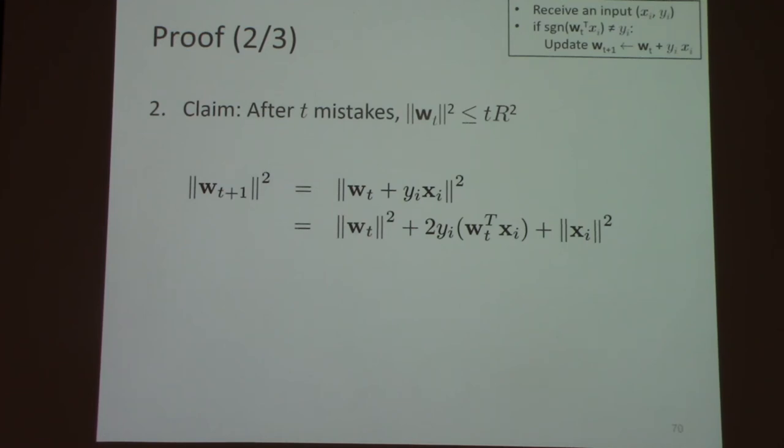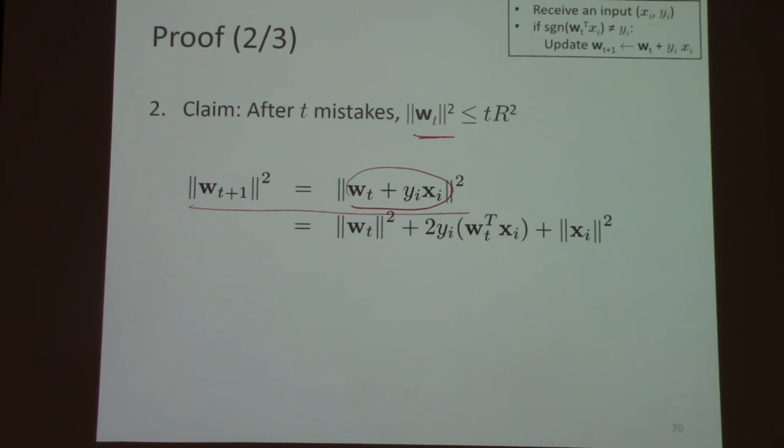The second claim that I'm making is that at any point, the norm of the weight vector is going to be restricted. The weights will not change by more than a bounded amount as t increases. And to prove that, all you have to do is just apply the definition of the update. After t plus 1 steps, the norm of the weight vector is simply the norm of the updated weight vector.